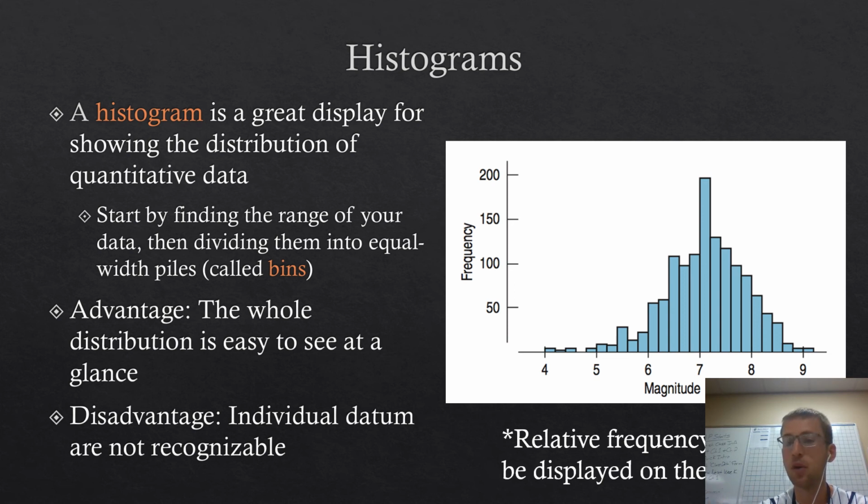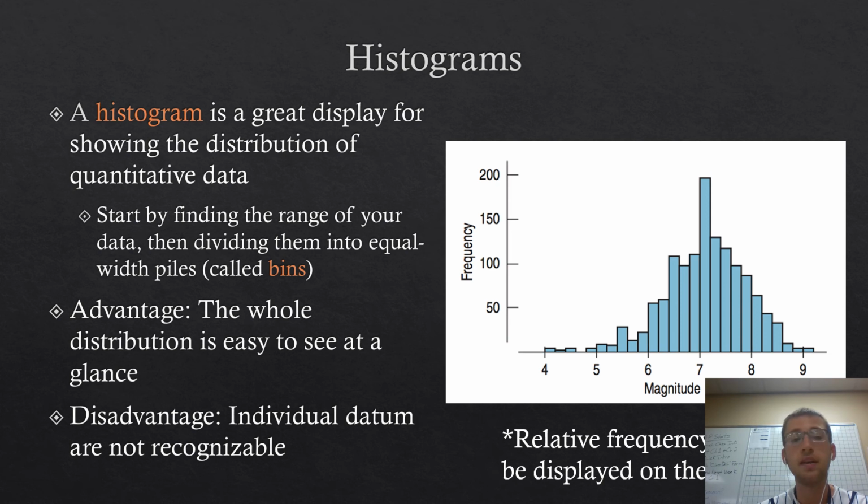But each of these small bars is what we call a bin. So we start with our range of data. In this case, we go from 4 up to about 9.2, I would say. And then we want to make sure that our bins are of equal width. So here we're about 0.2. So we go from 6 to 6.2, 6.4, and so on.